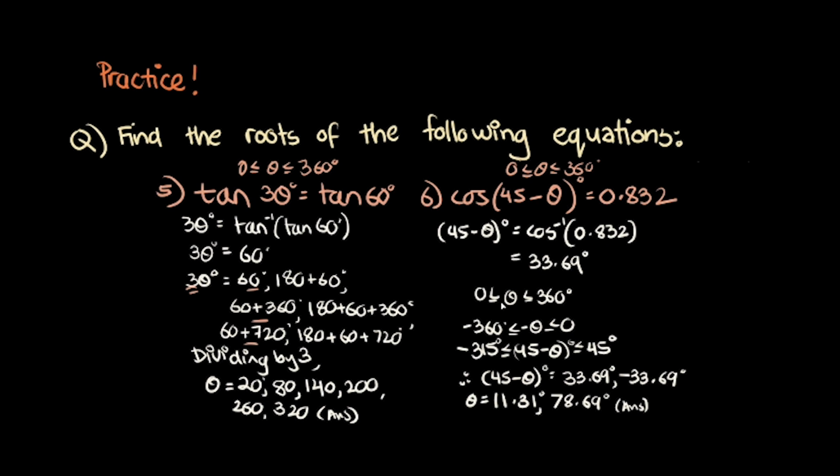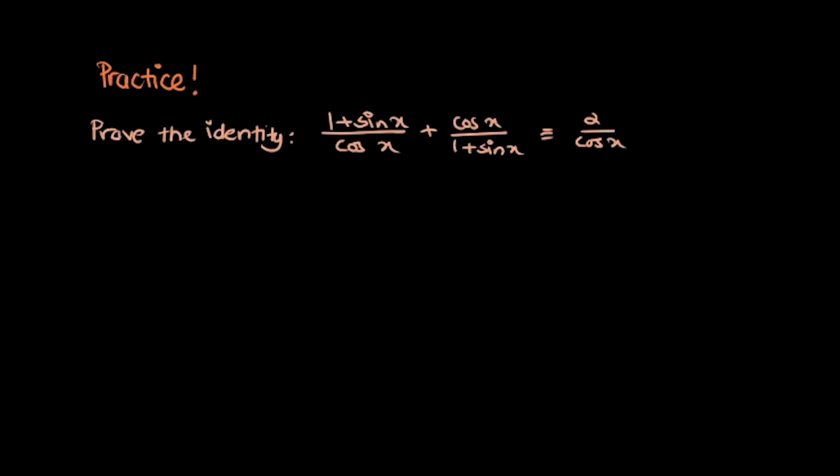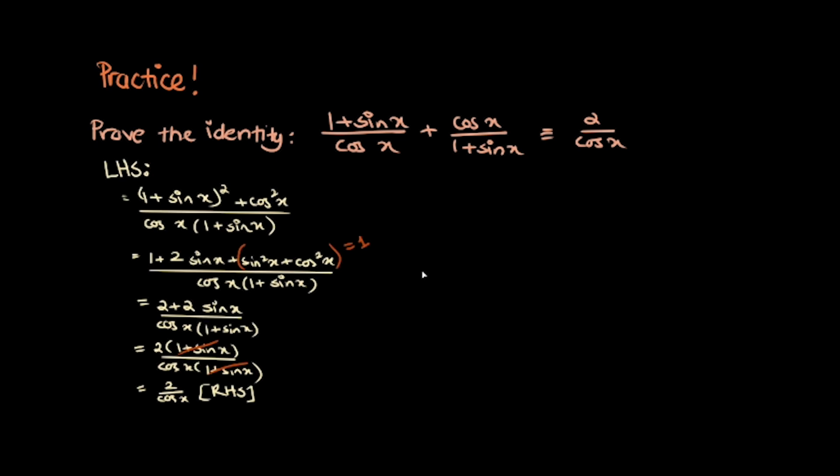For our last 2 problems, we'll take a look at identities. Here, you should recall how sine by cos equals tan and sine square x plus cos square x equals 1. In the first example, we add the 2 fractions together and expand. We see that we end up with sine square x plus cos square x, which we will substitute with 1.